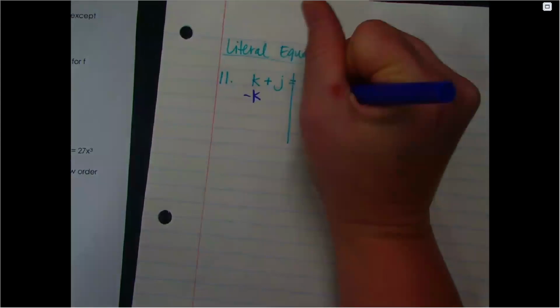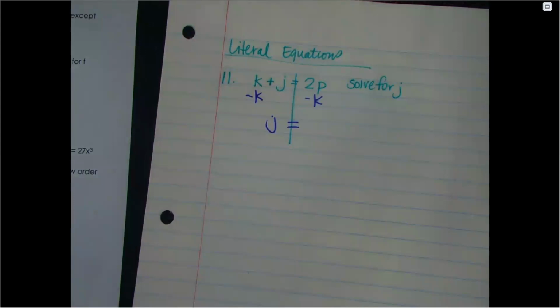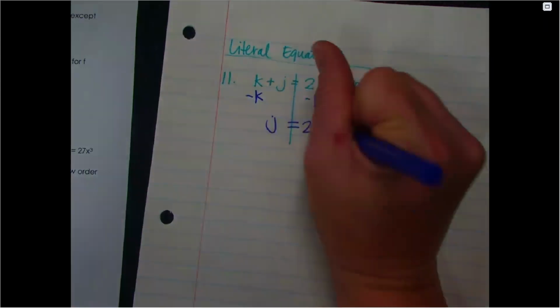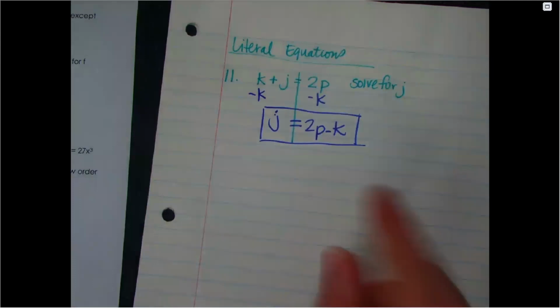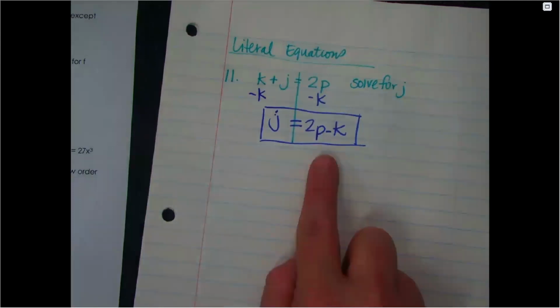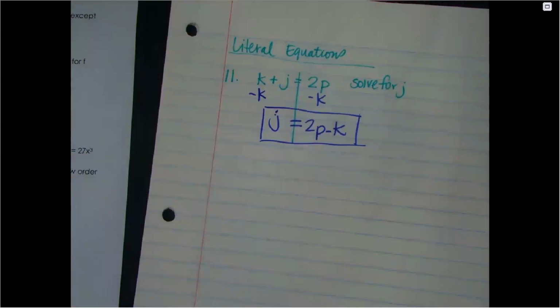So J equals, can we combine 2P and K together? They are not like terms, not families. So that's 2P minus K. And that's it, you guys. Like it said in the instructions, you're not going to get just a single answer like 4 or 8. You're going to get an expression. You're just rearranging the expressions. Okay? All right, let's look at an example that goes with number 12.